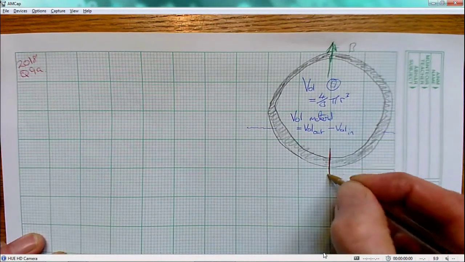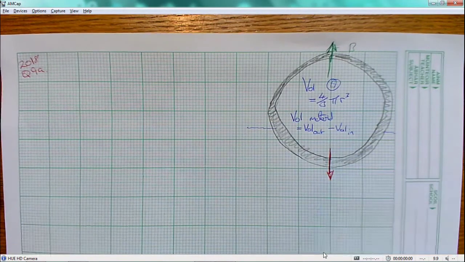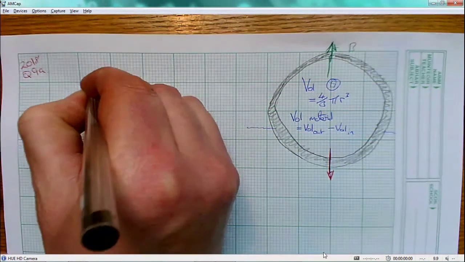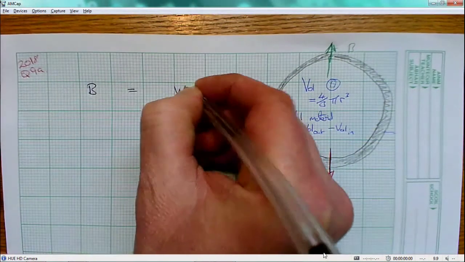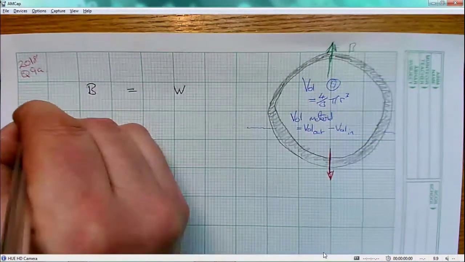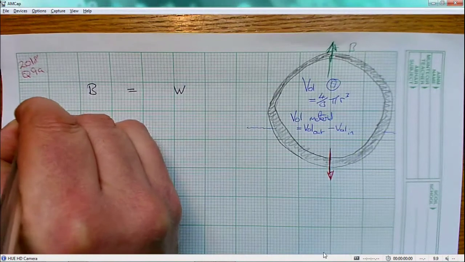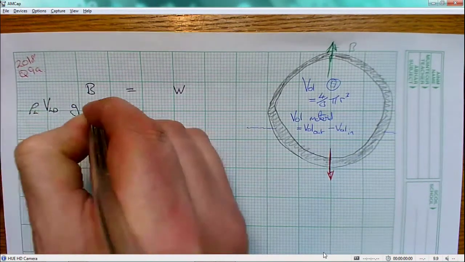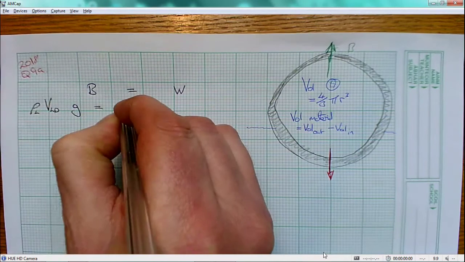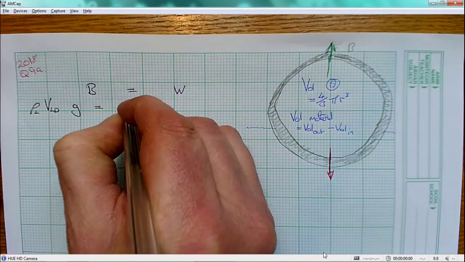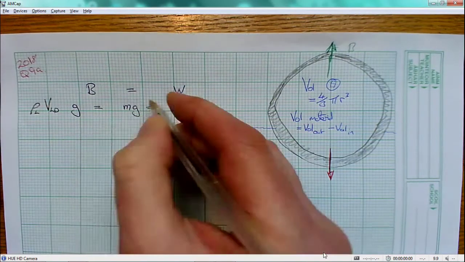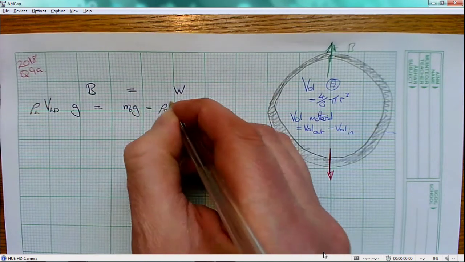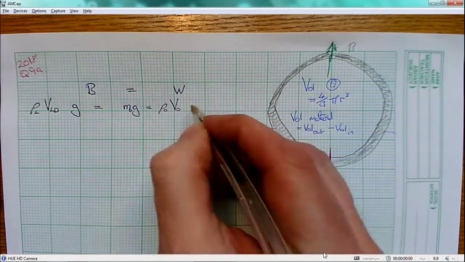There is only two forces in this case, and so it's quite simple for us to say that the force up is equal to the force down, so the buoyancy is equal to the weight. So what is buoyancy? Buoyancy is the density of the liquid times the volume of the liquid displaced times gravity, whereas weight is mass by gravity. Mass of the object, we'll say, is equal to the density of the object times the volume of the object times g.